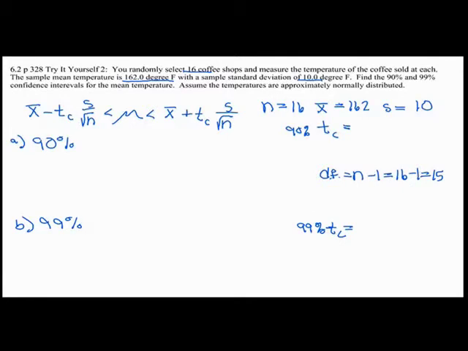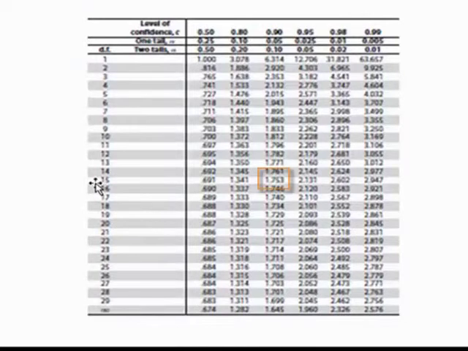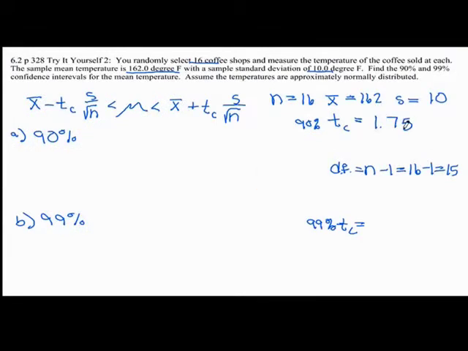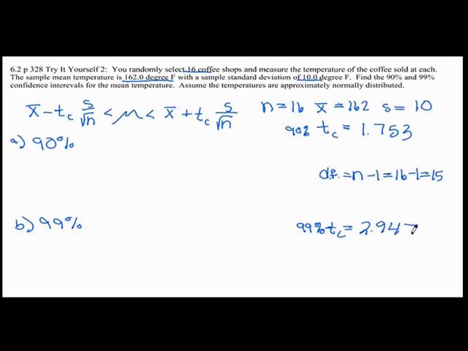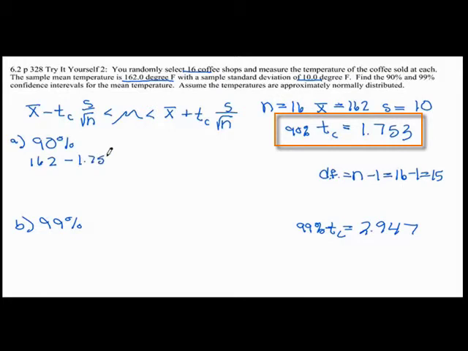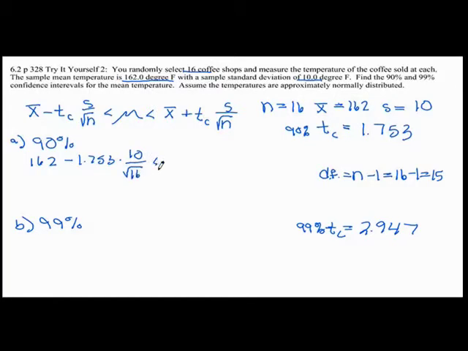Let's go find our t sub c's for these. Using table 5, for 90% at 15 degrees of freedom, we get 1.753. And for 99%, with degrees of freedom still 15, we get 2.947. Now we're just going to plug all these numbers into our formula. For part A, we have 162 minus 1.753 times the standard deviation of 10 divided by the square root of 16. Make sure you don't use your degrees of freedom here. That is less than mu, which is less than the same thing but with a plus: 162 plus 1.753 times 10 over the square root of 16.